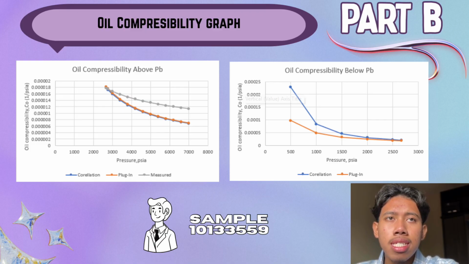And now we will see the right side, oil compressibility below bubble point. As we can see, there is no measured data that has been recorded, but we have the correlation and the plug-in data, and it seems like the first observation, which is compressibility increases significantly as pressure decreases below bubble point.